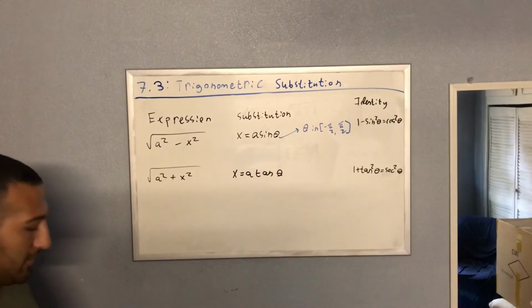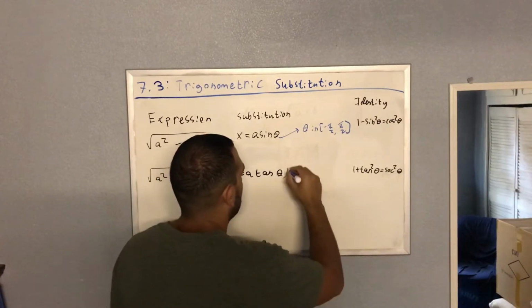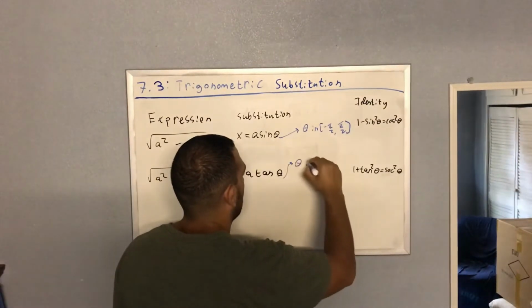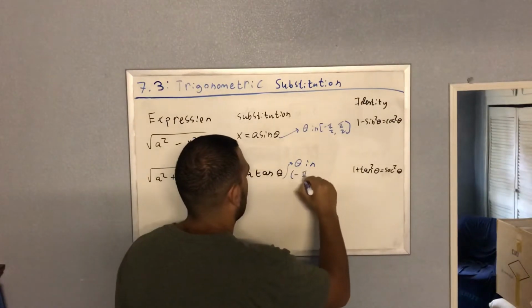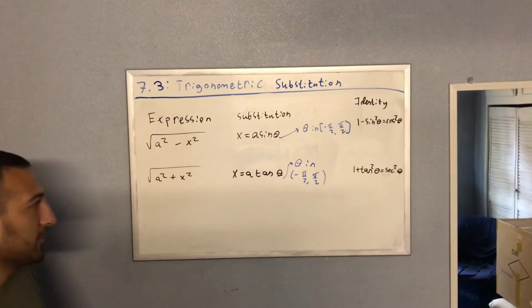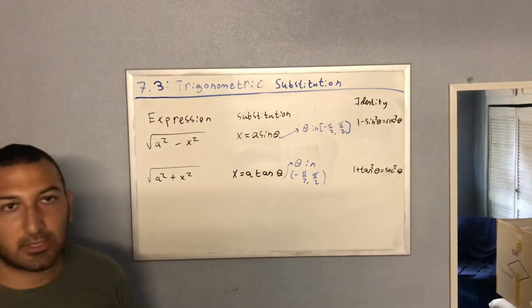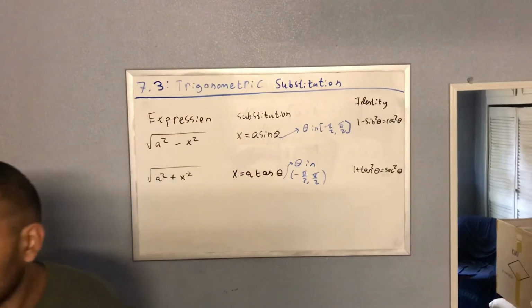And then remember, if we want to take the inverse of tangent, that means the angles have to be in this interval. So very similar to sine, except the endpoints are not included, because remember, tangent is not defined at those values.